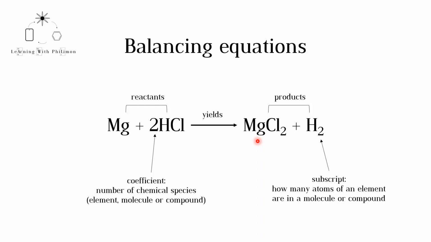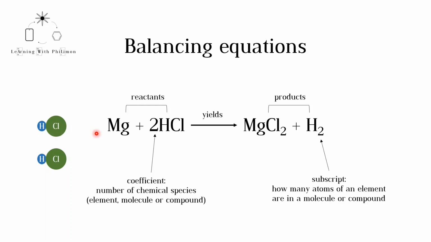Sometimes you will see a number in front of one of the chemicals. This number is called a coefficient and tells us the number of the particular reactant or product involved in the reaction. In this case, there are two hydrogen chloride, HCl, molecules involved in the reaction. Note that in each hydrogen chloride molecule, there is a hydrogen atom bonded to a chlorine atom.